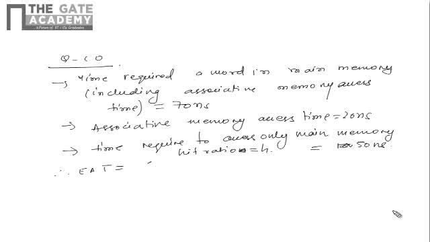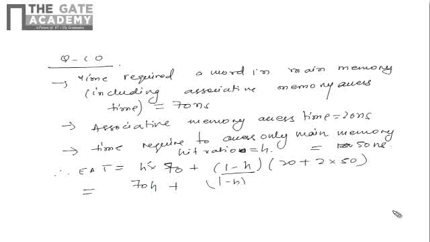So EAT will be H into the time to access main memory, which includes this associative memory time. So it will be 70 H plus (1 minus H) into (20 plus 2 into 50). Here 1 minus H is the miss rate. So this will be 70 H plus (1 minus H) into 120, so it will be 70 H plus 120 minus 120 H. This is nothing but 120 minus 50 H.